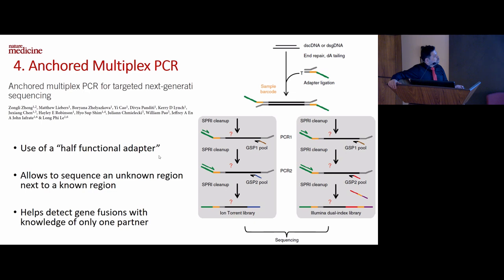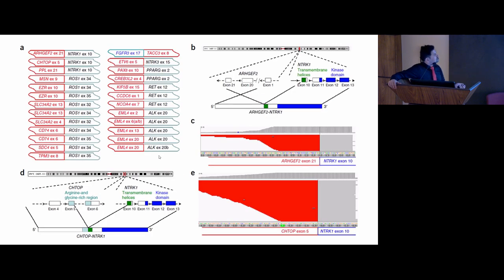And the biggest advantage of this is you can detect fusions only when you know one partner. So if you want to detect a ROS fusion, you don't need to know the other partner. You can just, by sequencing ROS, find any fusion partner it has. So they showed this, that you can detect fusions and so on.